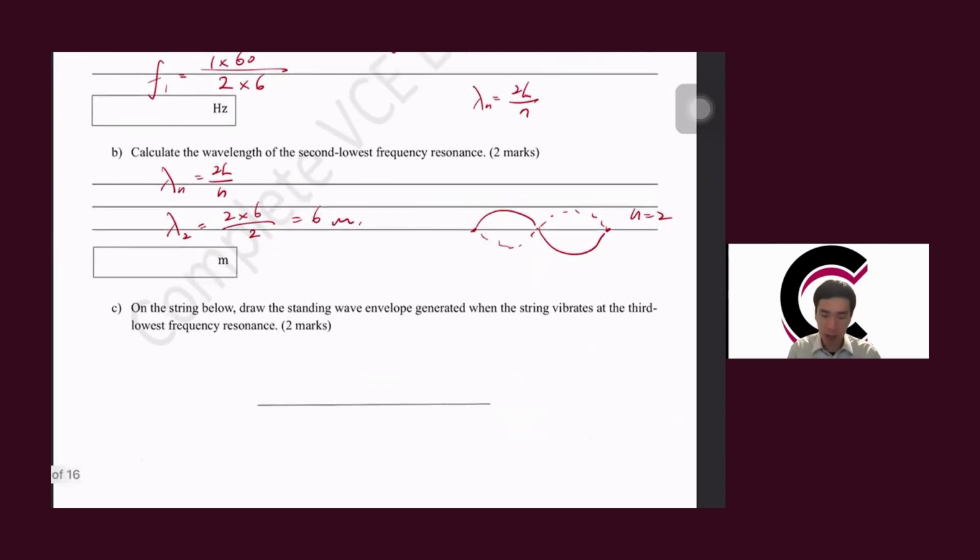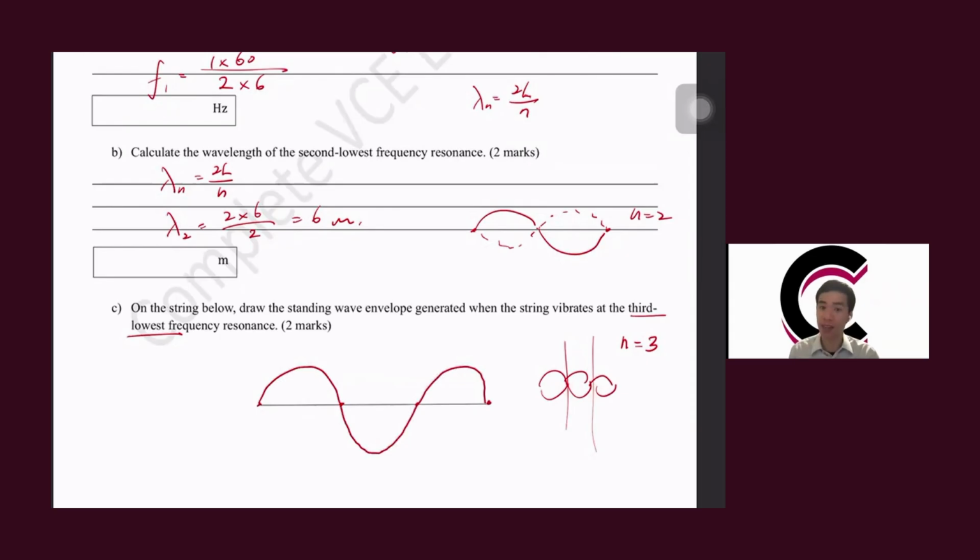Part C. On the string below, draw the standing wave envelope. Okay. Now it says envelope, which means you're going to draw the envelope. Don't just draw one strand. That's not going to work. Okay. When we have the third lowest frequency resonance, third lowest, n equals 3. Okay. That is the third lowest frequency resonance. Fixed at both ends. You can do that. Look, here's a trick. I know there'll be 3 loops, 1, 2, 3. So I cut it into 3 parts, right? So you can draw 2 nodes right here to help you to draw this line. I hope I can nail this in one go. Not too shabby. Okay, I give myself a pass.